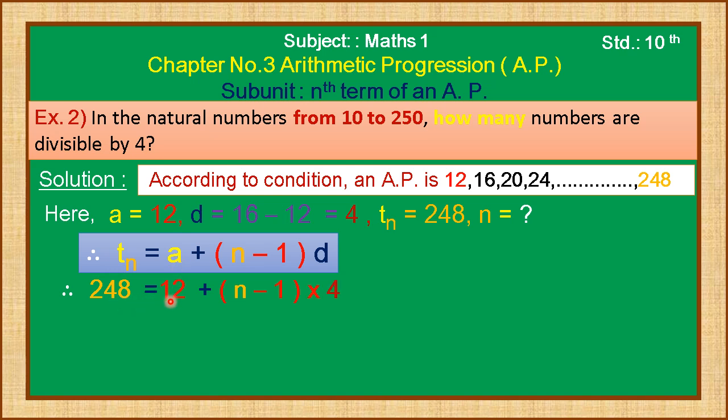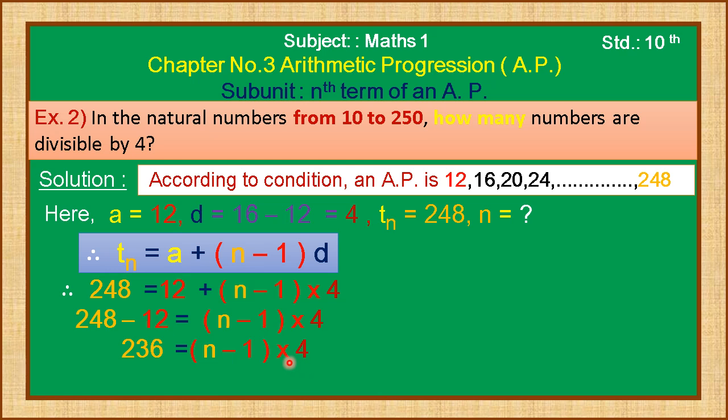248 is equal to the value of A, 12, plus inside the bracket n minus 1, into 4. We do not know the value of n minus 1. So now take this 12 to the left hand side with the changed sign. The sign for the 12 is plus, so on the left hand side it becomes minus. 248 minus 12 is equal to, remaining on the right hand side, n minus 1 into 4. The subtraction 248 minus 12 is 236, which is equal to, on the right hand side, the bracket n minus 1 into 4.